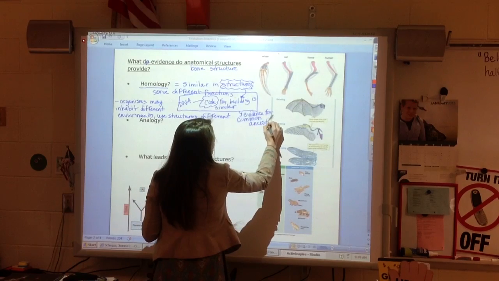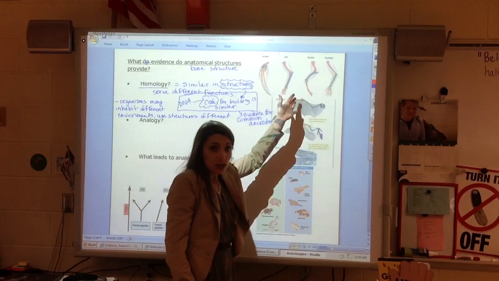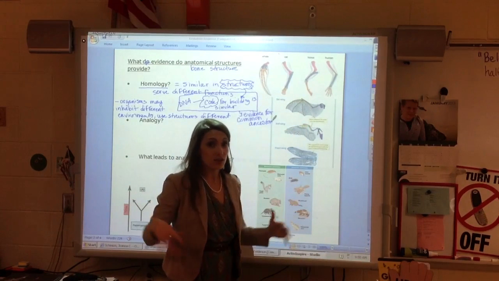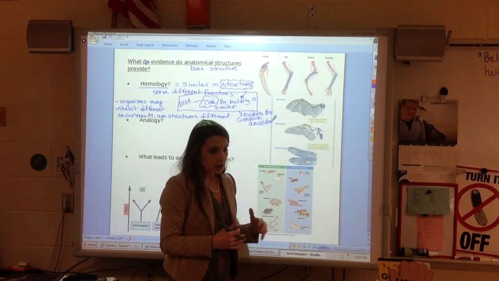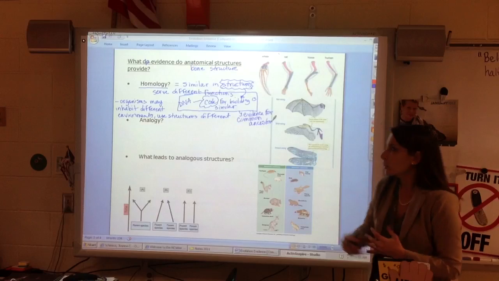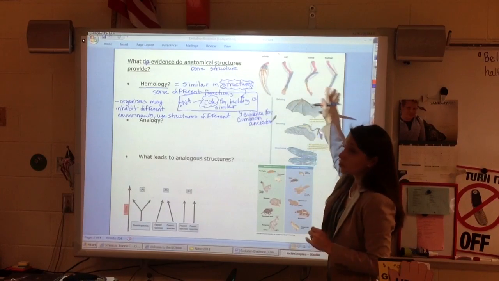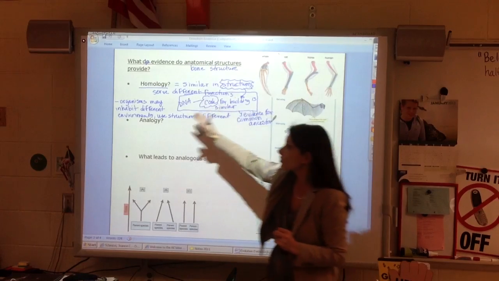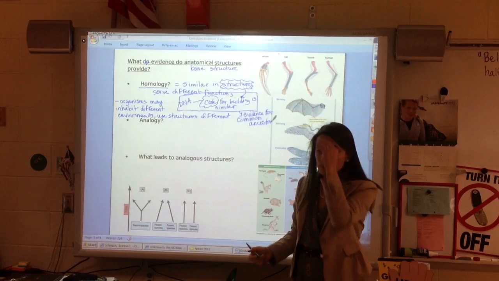Meaning at some point there was an organism that had a bone arrangement, and as that organism changed over time and radiated out into different environments, it used that structure differently. So that's homologous structures or homology, where the structure is similar, but how it's used by the organism really depends on the environmental selection forces.